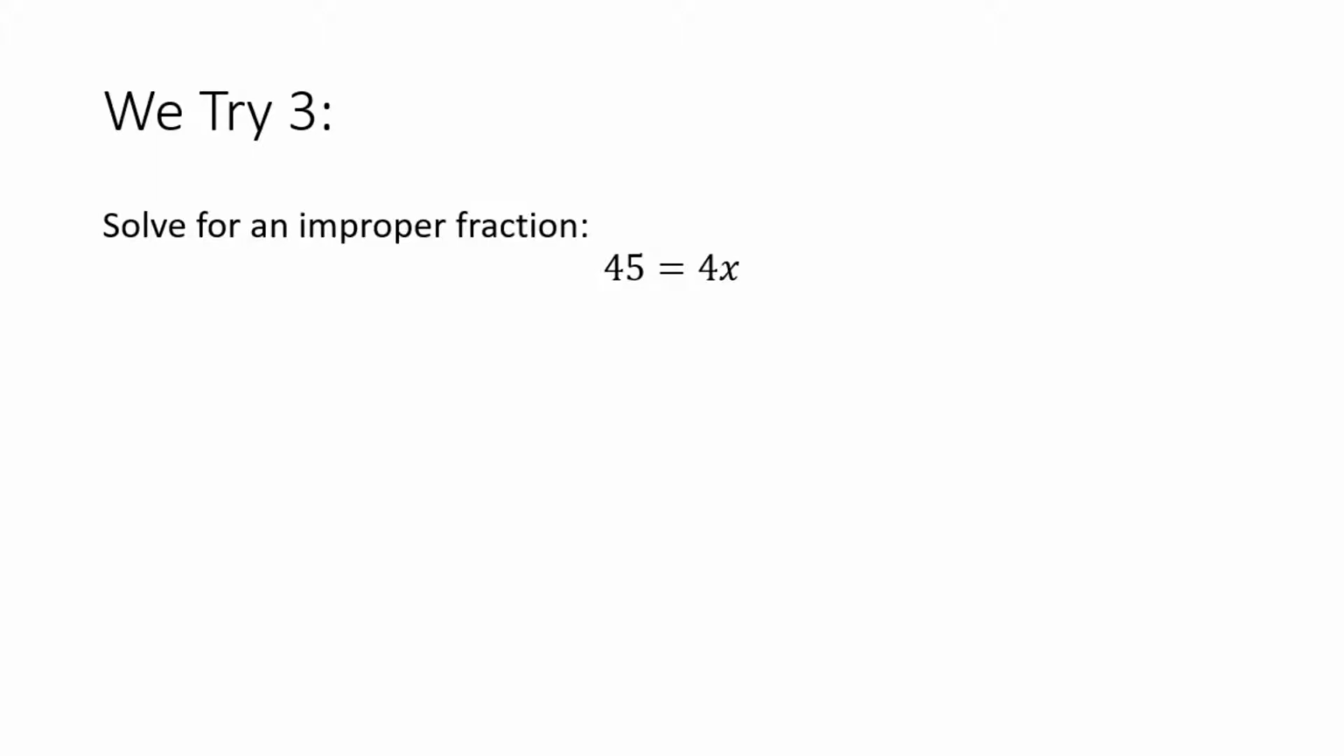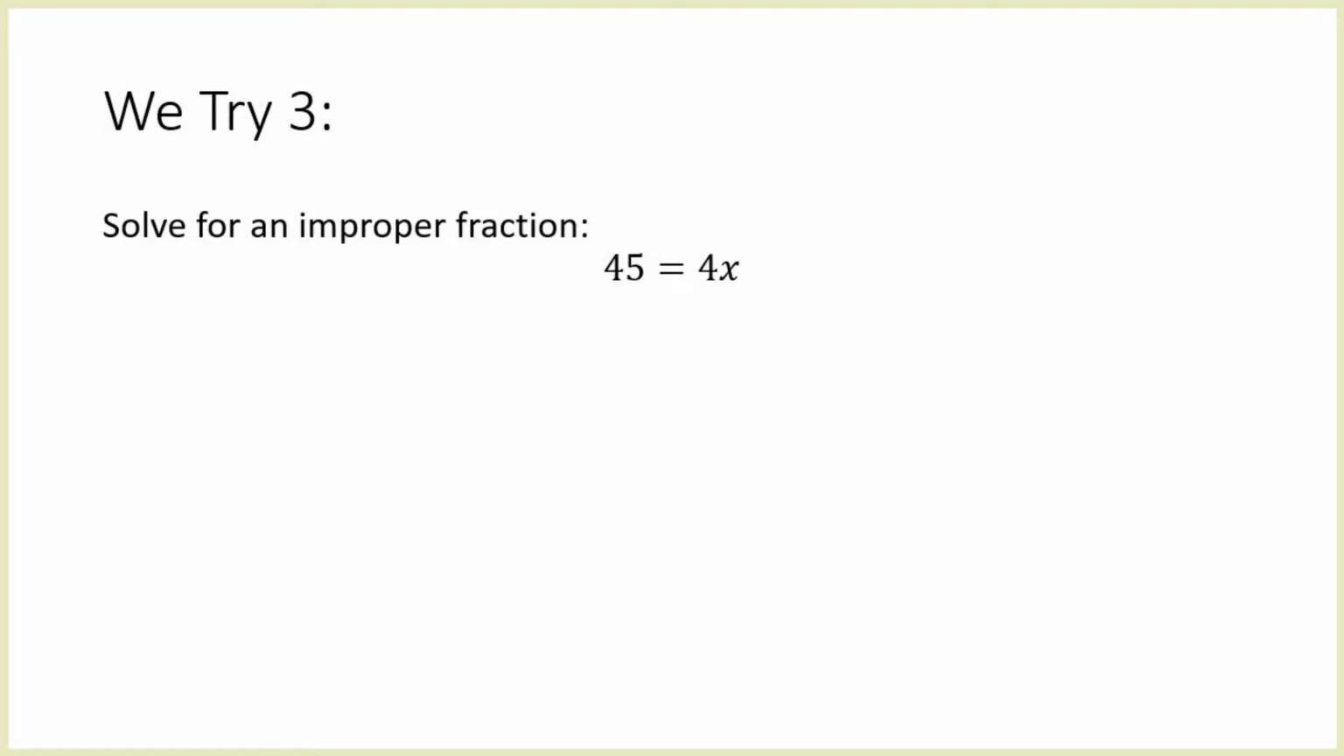Okay, one last round here. Let's solve for an improper fraction. Also, you'll see that my two sides are switched around. But we don't do anything different. We just do the same thing. So I divide both sides by whatever's attached to the x. My 4s will cancel, and I'll be left with x is equal to 45 over 4.